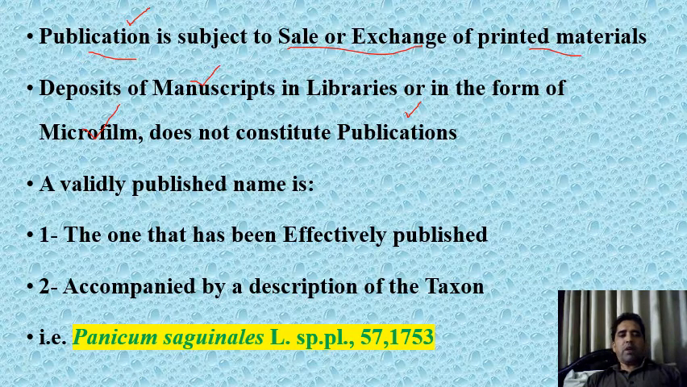For example, a validly published name is one which has been effectively published and has some description with it. This is an example: Panicum sanguinale L., Sp. Pl. 57, 1753. This L means Linnaeus. He assigned this name to this plant. Sp. Pl. means Species Plantarum. 57 is the page number and 1753 is the year when it was published. So this is the method of publication, and after that the plant or animal is considered valid.